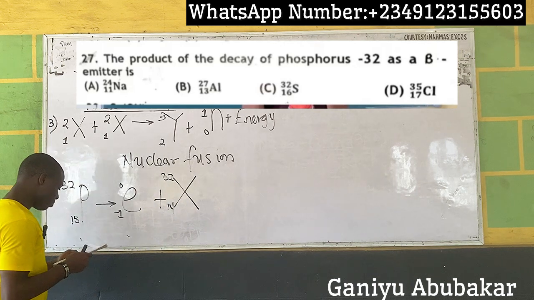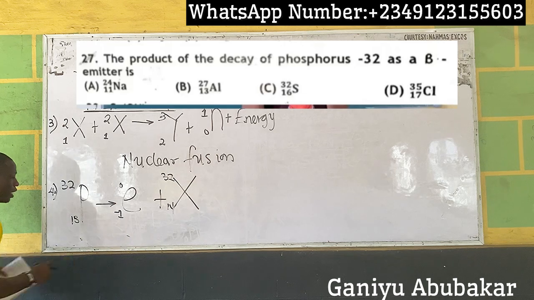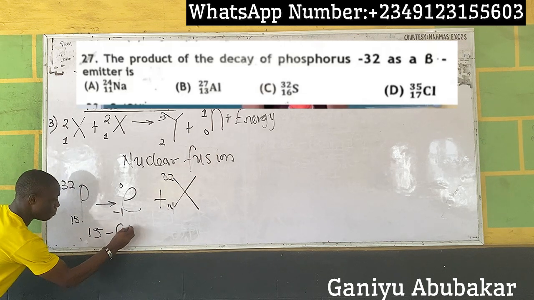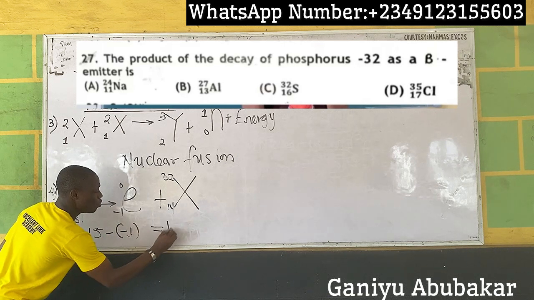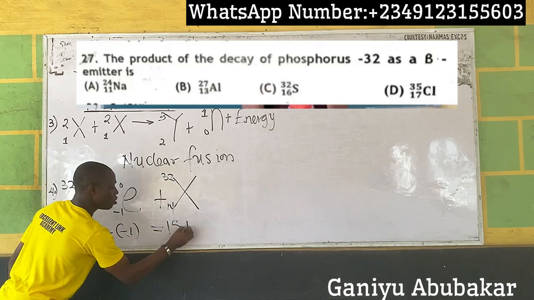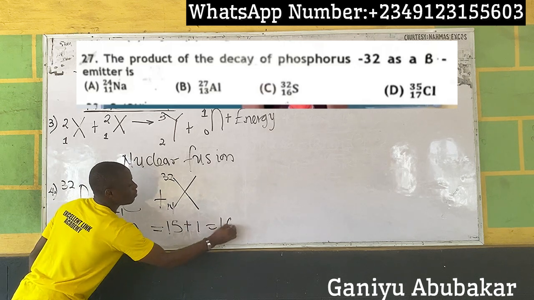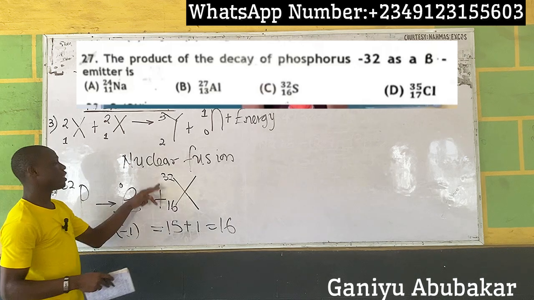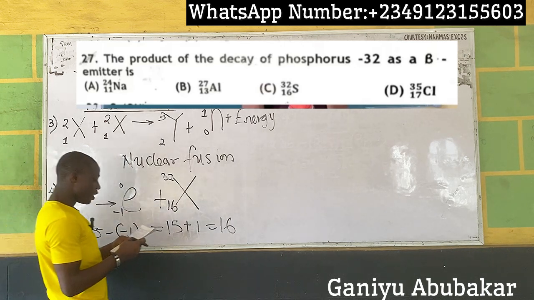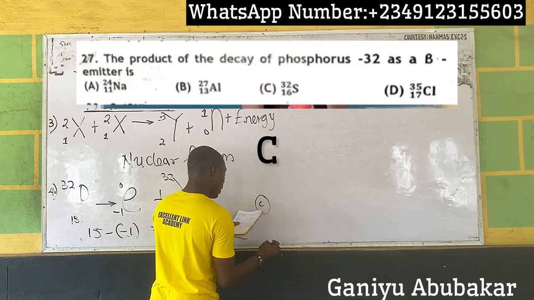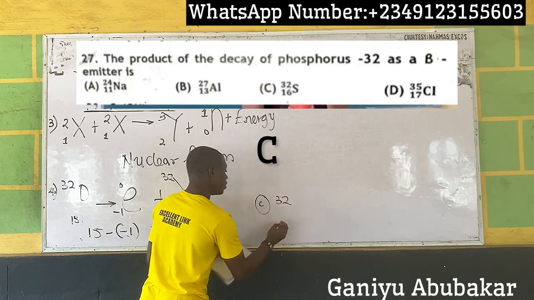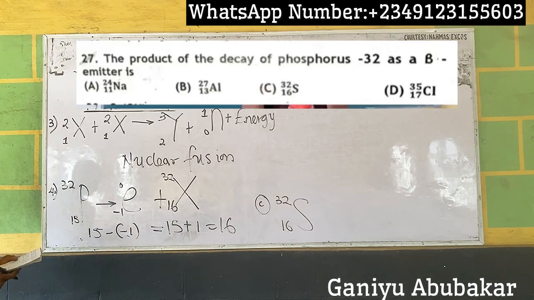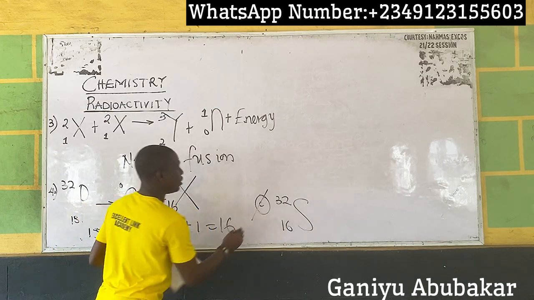sorry, we said this is not just 1. We said it will be 15 minus, in a bracket, minus 1. That gives you 15 plus 1, which is 16. This one here is not 14 but 16. So 16 and 32, that's option C. Option C is of course 32, 16, with X. So this is sulfur. So the answer there becomes sulfur, option C.